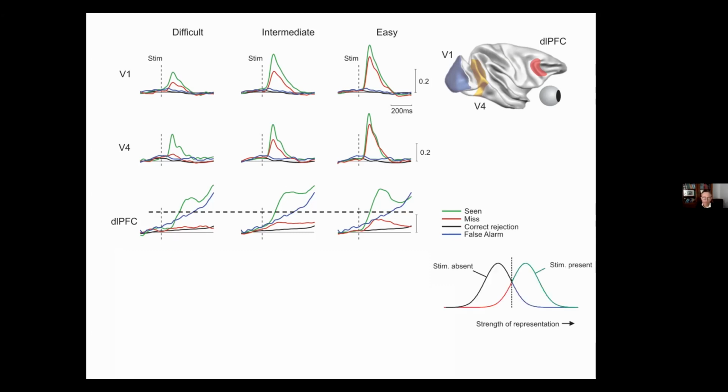Okay, so of all these regions, there's only one region that is a candidate region for the internal representation of signal strength, and that is dorsolateral prefrontal cortex, because there you get strong activity for hits and for false alarms, and weak activity for correct rejections and for misses.